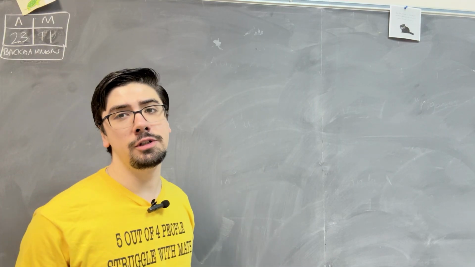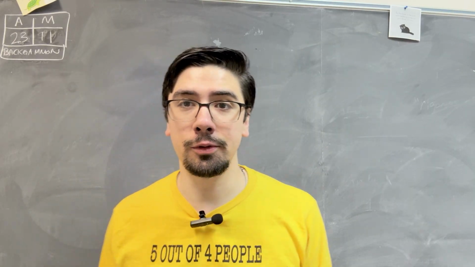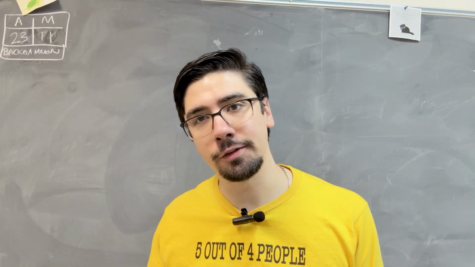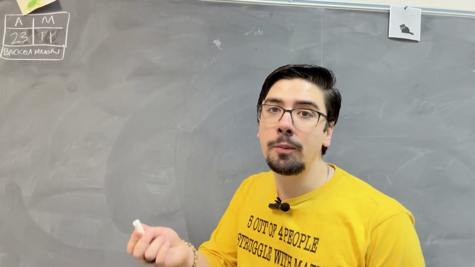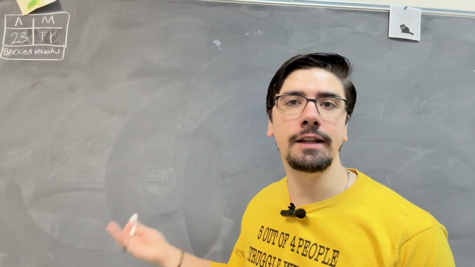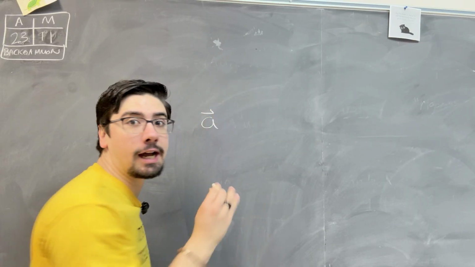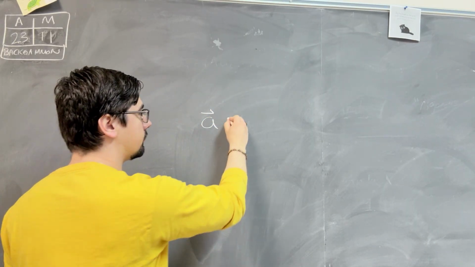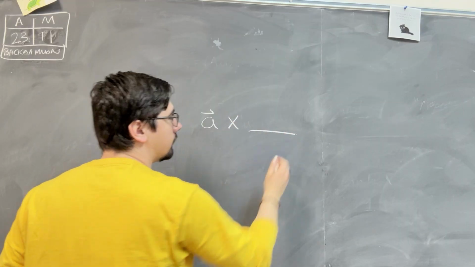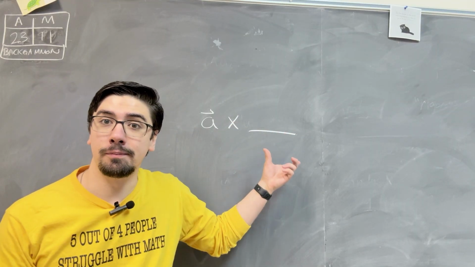Now, why would you expect to even be able to write the cross product as a matrix product in the first place? Well, here's one way you can think about it. Let's say we pick any vector we want. We're just going to call it A for now, and then we can imagine that we cross this with just some blank.